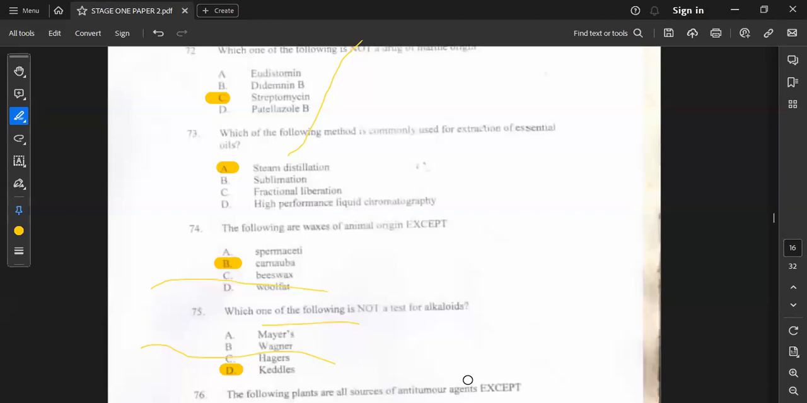And protoalkaloids are compounds in which the N atom derived from an amino acid is not part of the heterocyclic ring. So examples of those are... I think we can also add on to what has already been said. Ephedrine, atropine, nicotine.